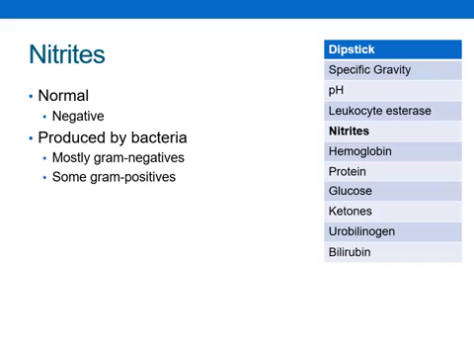Nitrites are similar to leukocyte esterases in that they're not normally found within the urine, and their presence could indicate the presence of an infection. Nitrites are produced by bacteria that are able to reduce nitrates to nitrites. Most of these bacteria are gram negatives. However, there are a few gram positives that can also perform this reduction.